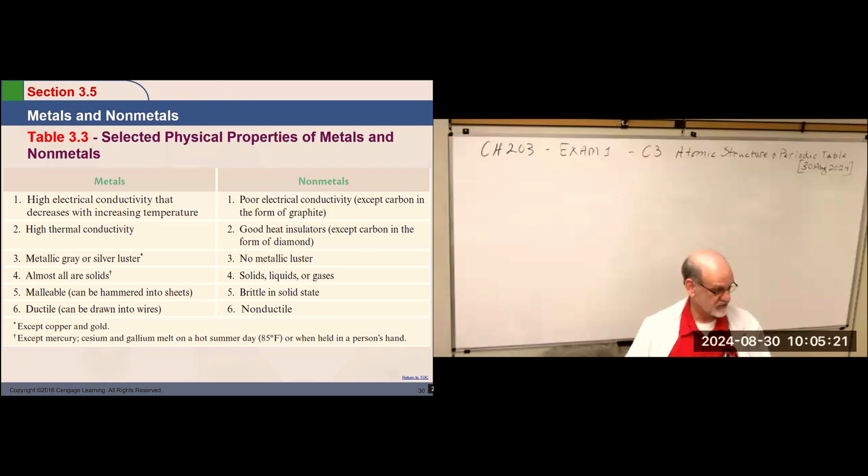They have no luster. Right? They're very dull. These are nonmetals. I've already said they could be any form, solid, liquid, or gas. If they're solid, they're very brittle. And they're not ductile. That is, you cannot stretch them without breaking. You cannot mold them. They're not malleable.